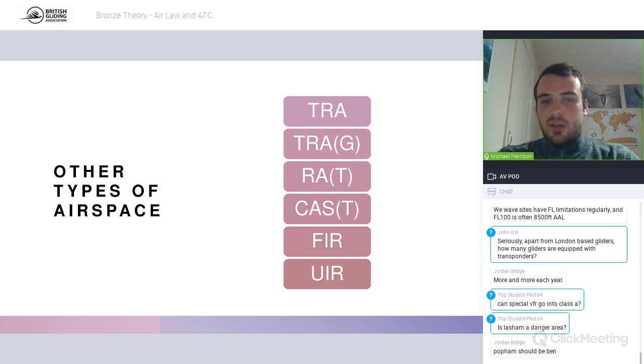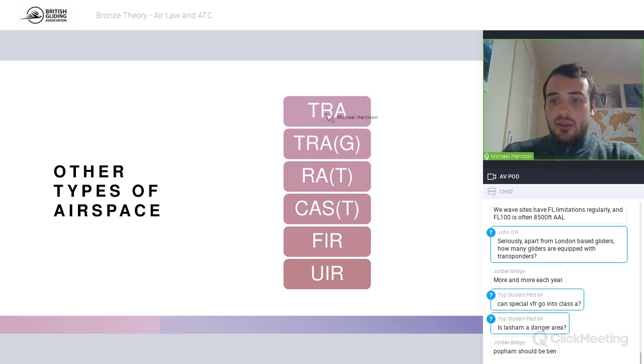TRAGs are established basically at wave sites, and you don't need to transpond to go above 10,000 feet or to go above flight level 195 in those. You can also get TRAGs to go above flight level 245, which is how high the lower TRAGs go to. But if you're flying at a wave site, I'm sure they will have a comprehensive briefing about exactly what you can and can't do. So we won't go into lots of detail about that here.